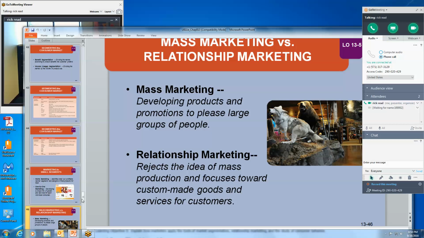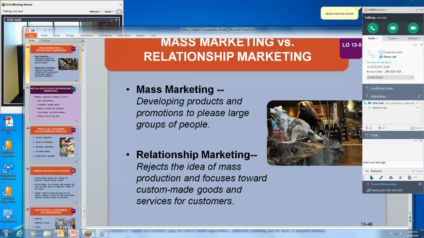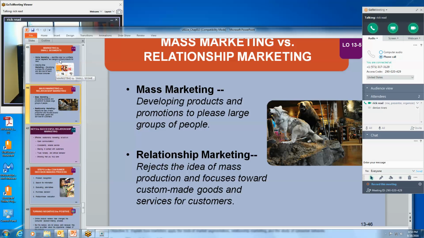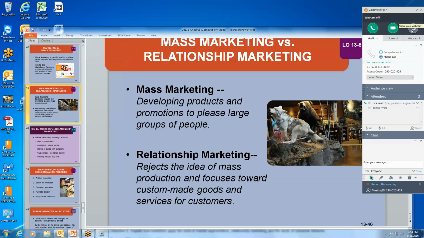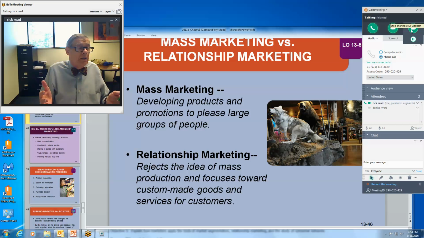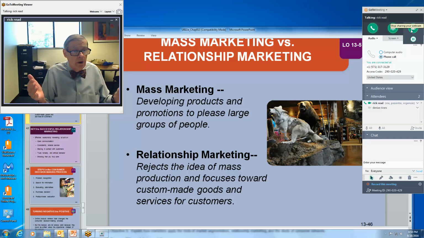We have things known as mass marketing. Again, a concept that's fairly easy for us to understand. And then we have relationship marketing, which we talked about earlier. Mass marketing is exactly what it said. It's for the masses. It's for large numbers of people. In relationship marketing, here we focus on custom-made goods and services. A little bit different.